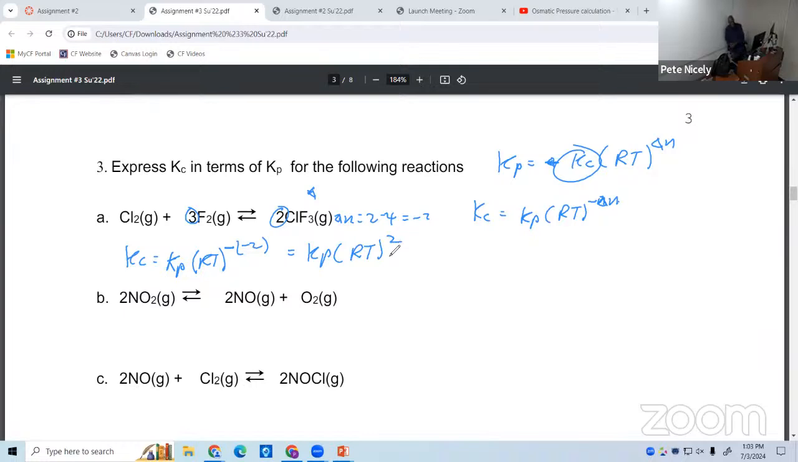The key thing that you need to figure out in these questions is what delta N is, right? And delta N is the sum of the coefficients of the products minus the sum of the coefficients of the reactants, right? Delta N is what again? It's the sum of the coefficients of the products minus the sum of the coefficients of the reactants.